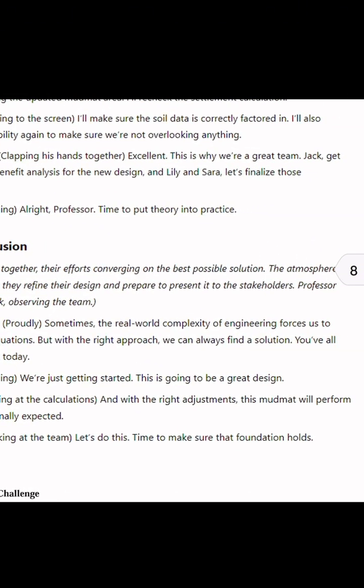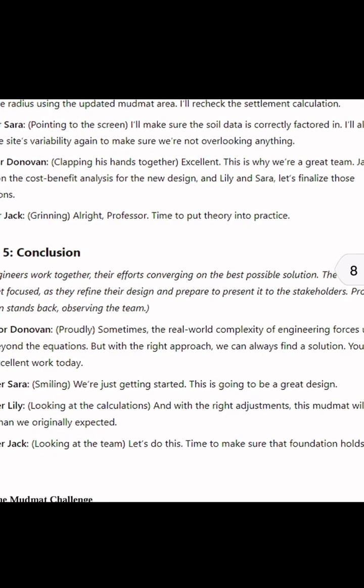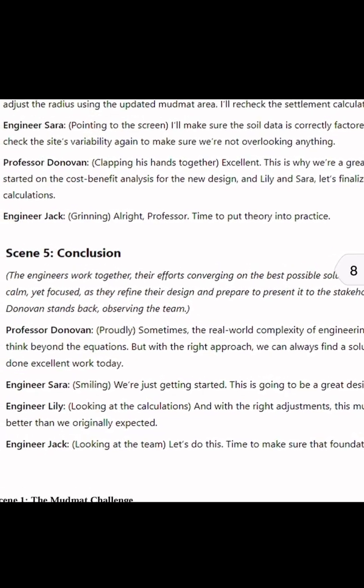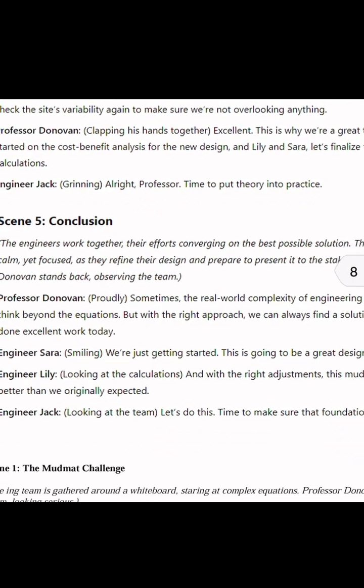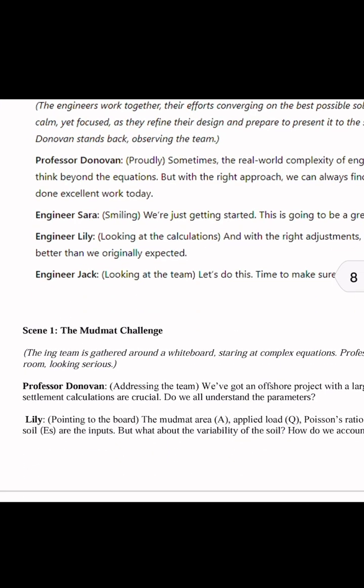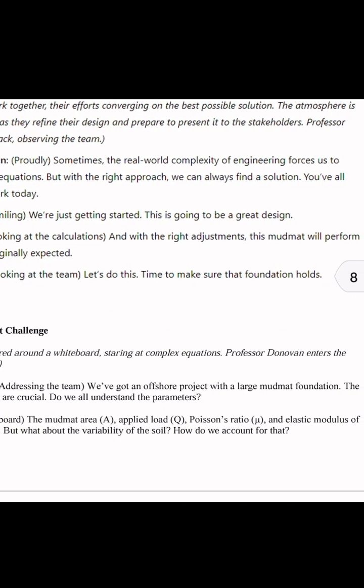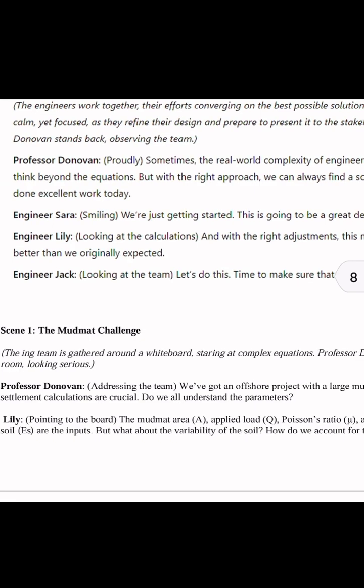Excellent. That is why we are a great team. Jack, get started on the cost benefit analysis for the new design. Let's finalize those calculations. Alright, so time to put theory into practice. Sometimes the real world complexity of engineering forces us to think beyond the equations.